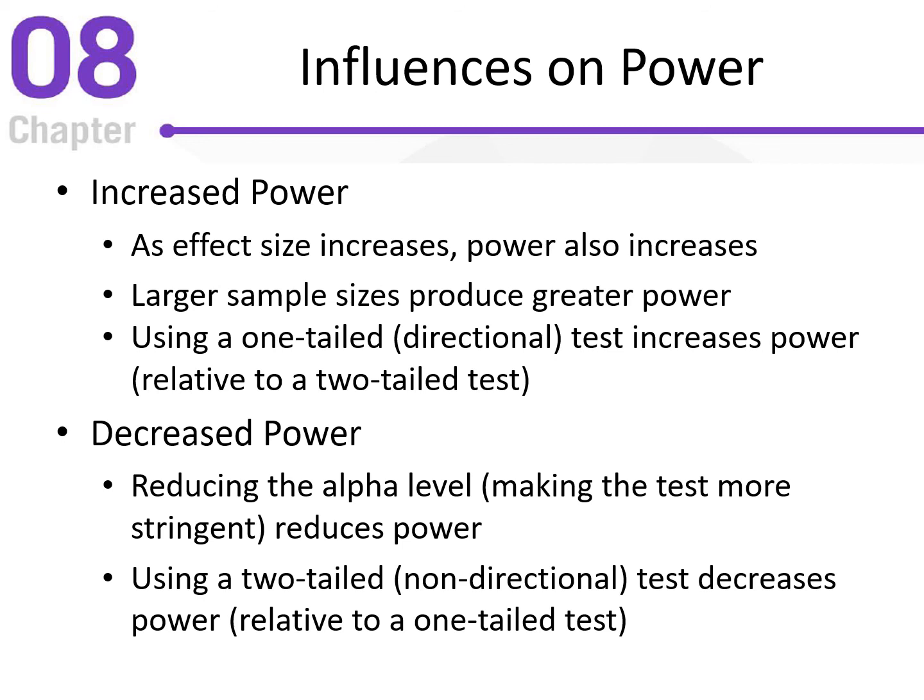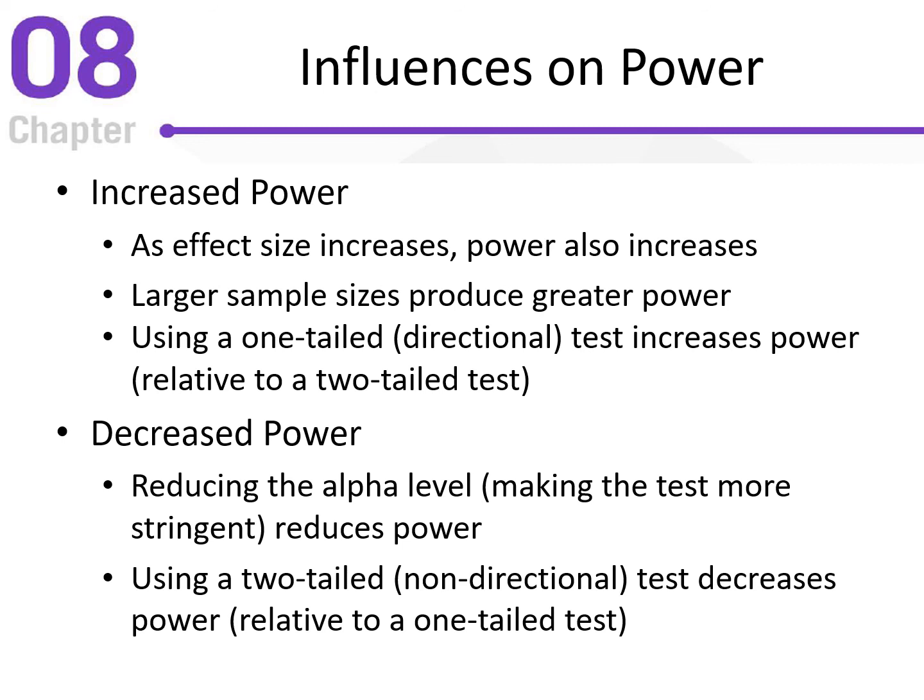You can't make it bigger than 0.05 though. 0.05 is the largest you can make it. If you make it bigger than that, forget it. People will not take your research seriously. So you've got to keep it at 0.05 really. So you can't really make it easier that way. You can make it harder though. If you make it 0.01 to make it much more stringent, you're going to decrease power by a lot. That's probably not a good idea. So that's why we keep it at 0.05.